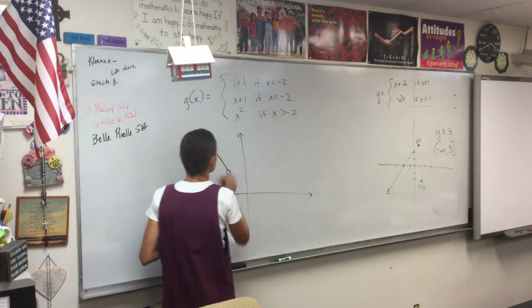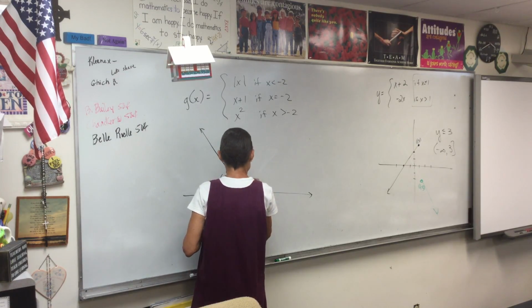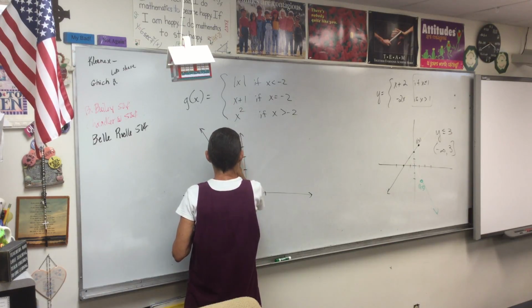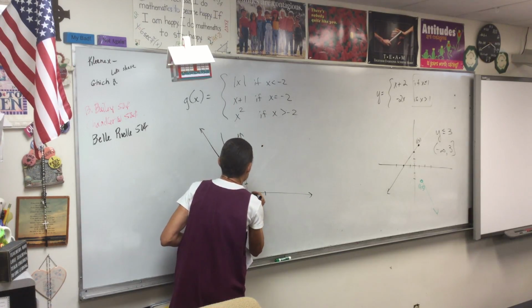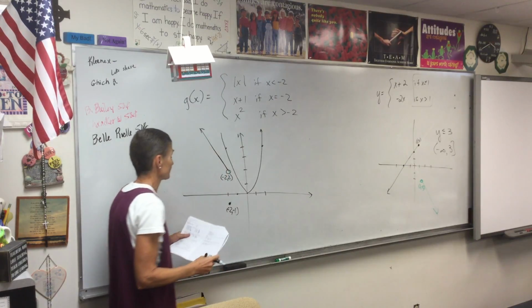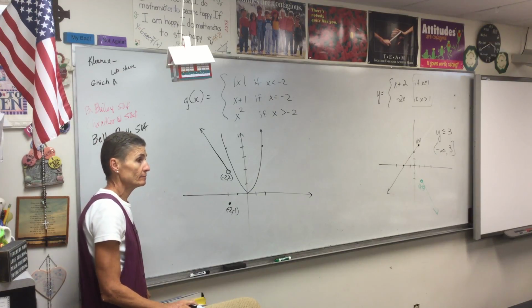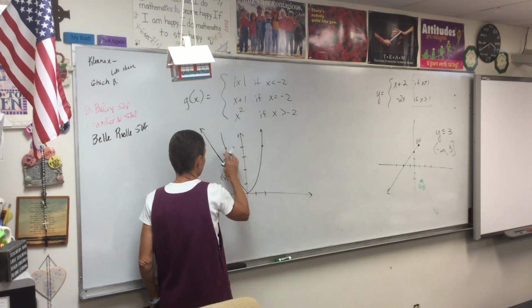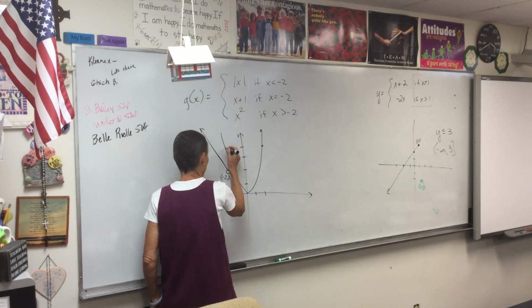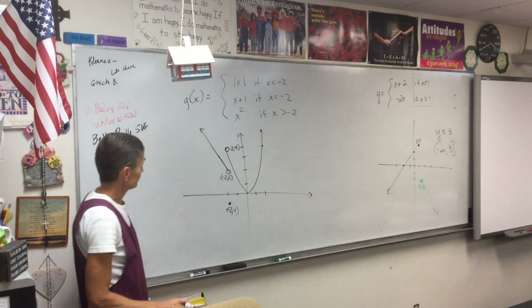And then on to the last one. What's that? That's a parabola. So it's going to look like this. Do I want the whole thing? No. I only want the part where x is bigger than -2. Now, if I put -2 in, I get 4. So this point is (-2, 4). And I don't want this. I only want the rest of it.